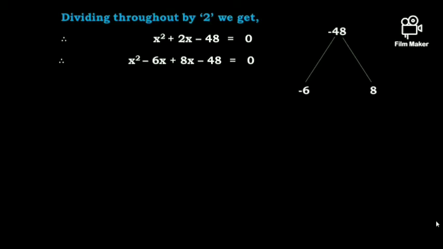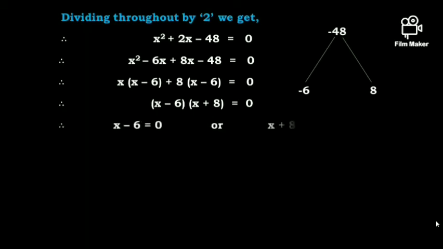Now take the common x from the first part, x (x minus 6) plus 8 (x minus 6) equal to 0. The common part is x minus 6, so taking the common factor, (x minus 6) and (x plus 8) is equal to 0. Then x minus 6 is equal to 0 or x plus 8 equal to 0. Transposing the minus 6, you will get x equal to 6 or x is equal to minus 8. Clear to everybody? Here you got the two roots.